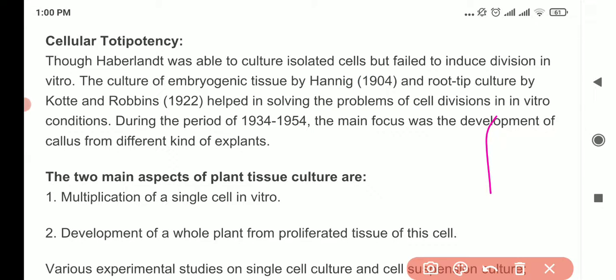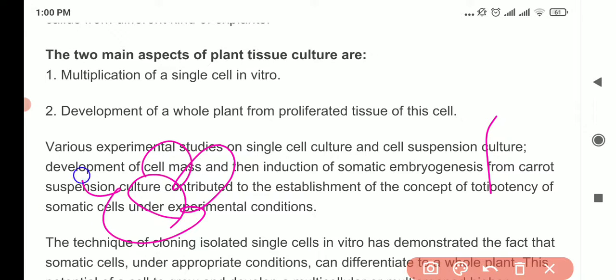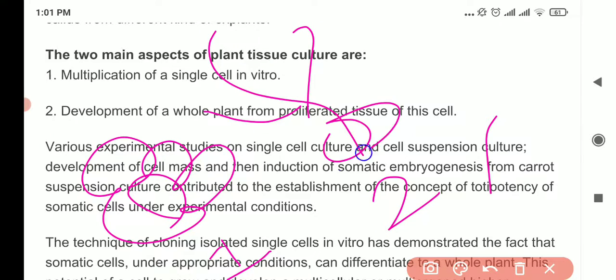Okay, so let's look at the main aspects. The main aspect is multiplication of a single cell in vitro and development of a whole plant from the proliferated tissues of this cell. So easy. From one cell you get a callus, many cells, and this is step number one. And aspect number two is you get the whole plant from that callus.